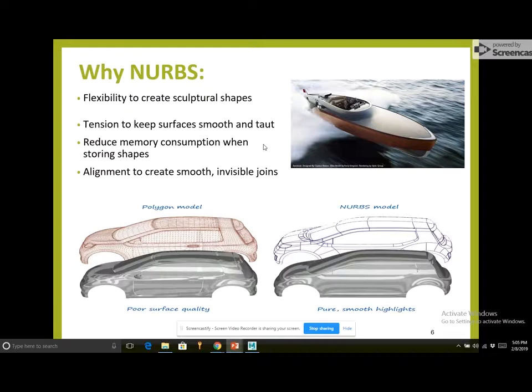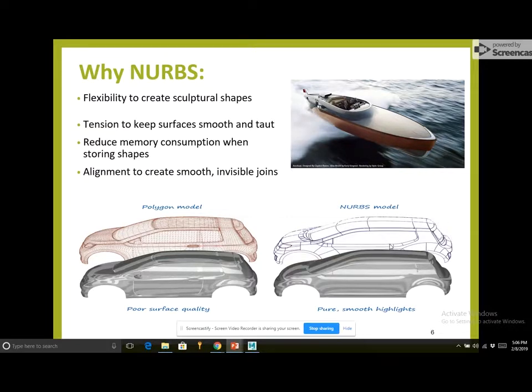Another important reason why we use NURBS is that they create invisible joints. Here in this image we can compare cars which are designed using a polygon model and a NURBS model. The curves in the NURBS surface are almost invisible, whereas the curves in the polygon model are completely visible and they are not as smooth as NURBS curves. So that is why we go for NURBS curves.